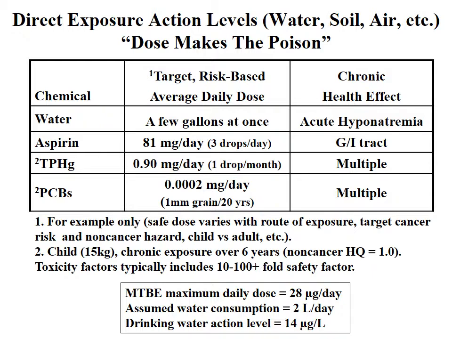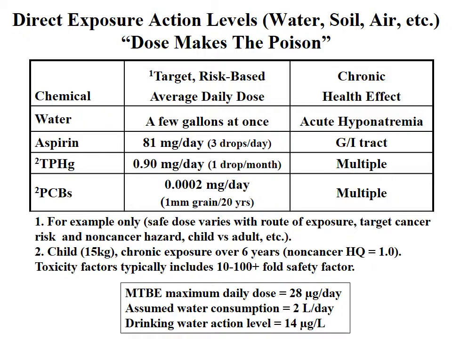I remember a case in California. It was a college hazing event where some guy drank 5 gallons of water, and he died very quickly from acute hyponatremia. Essentially, his cells exploded because he had diluted the fluids flowing through his body so much. So the target risk space, in this case, is an acute single dose for water, a few gallons.